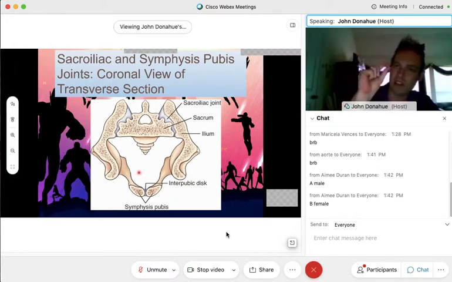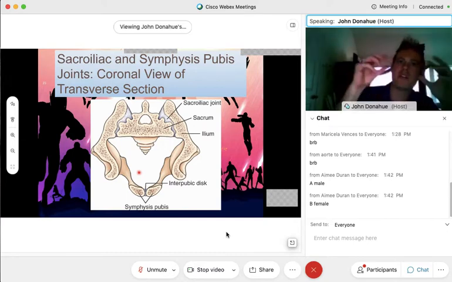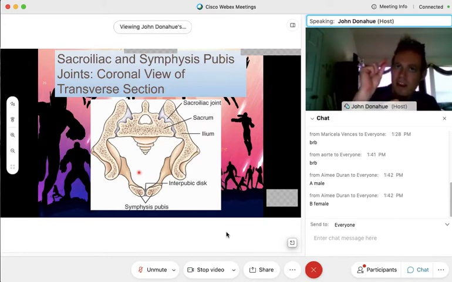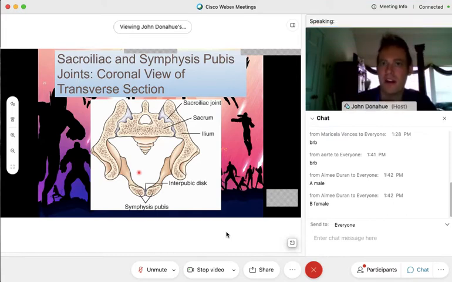Interpubic disc is actually talking about the actual cartilaginous disc itself. But when it comes to labeling on x-rays, we typically use symphysis pubis or pubic symphysis, but don't mix up those terms. You may see both used every once in a while. Probably 99% of the time, it's going to be symphysis pubis or pubic symphysis. The actual technical little spot there with the cartilage is what we call the interpubic disc, just for a little factoid there. But you can use symphysis pubis. Don't mix that up.